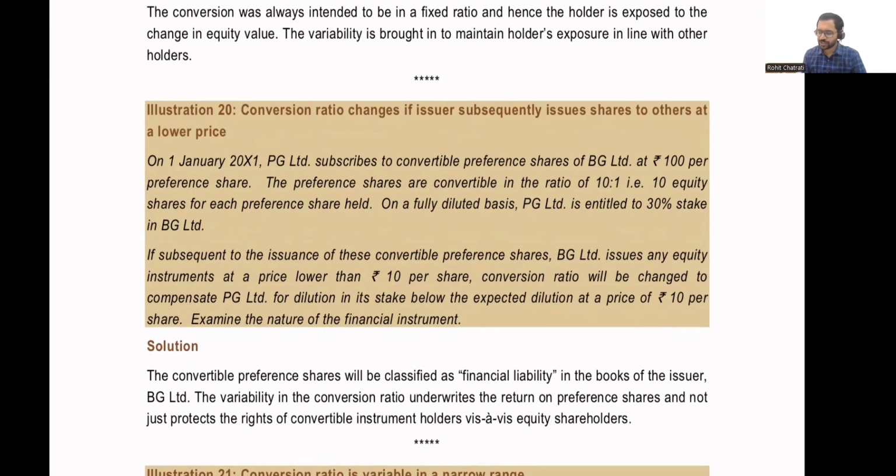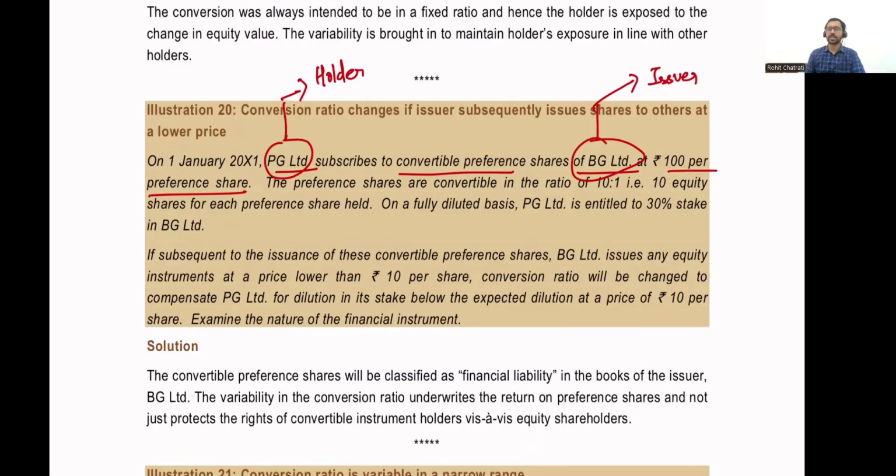Let's now look at illustration number 20. On 1st January 2021, PG Limited subscribes to convertible preference shares of BG Limited at rupees 100 per preference share. PG Limited is basically the holder. It is subscribing to the preference shares that have been issued by BG Limited, which is the issuer. BG Limited has issued one preference share for rupees 100 each.